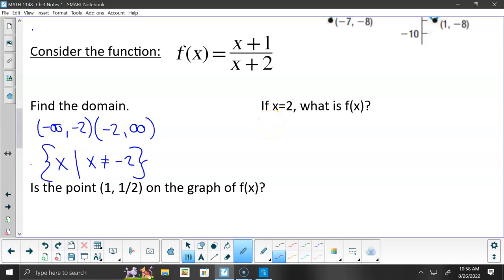All right, what do we think for that second one? If x equals 2, what is f of x? What do I do? Yeah, plug in 2 for x. Don't overcomplicate it. 2 plus 1 over 2 plus 2. So this equals 3 over 4.